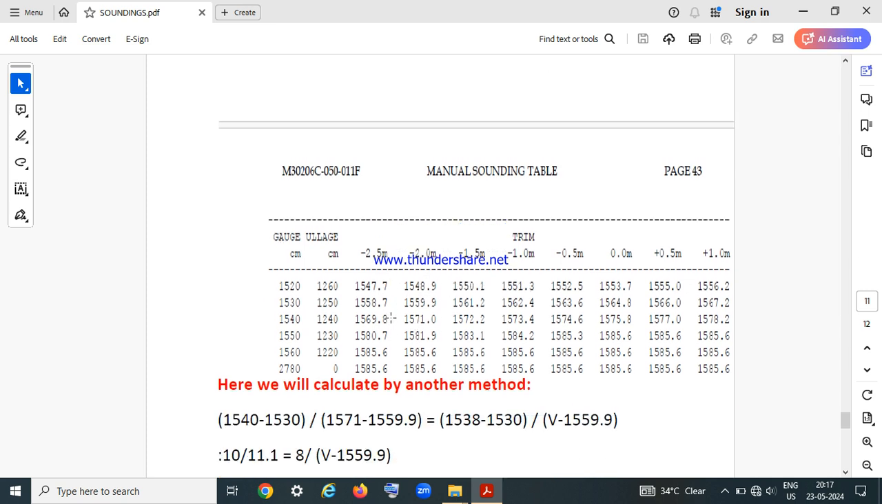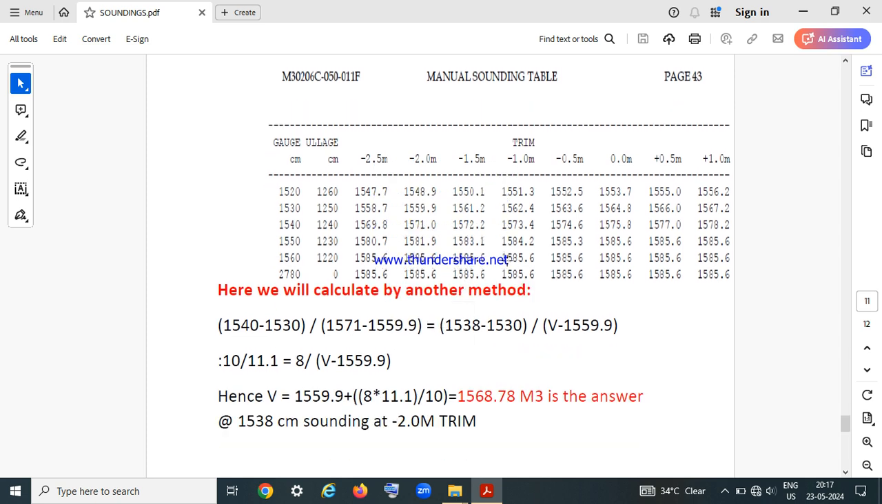So here we will calculate by another method. This one is also one of the tricky methods. So whichever you like, you can assume that method and understand it and follow it. Here I want to explain all the methods so that you will understand everything.